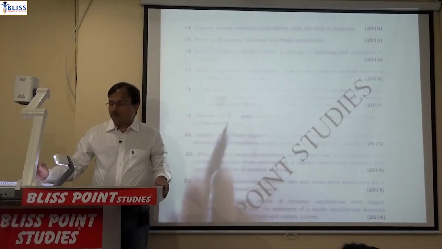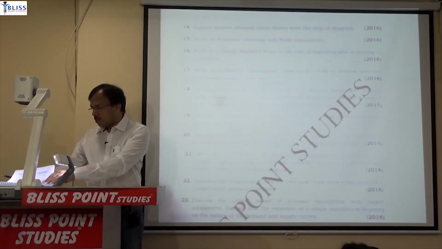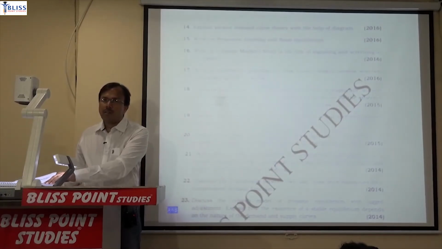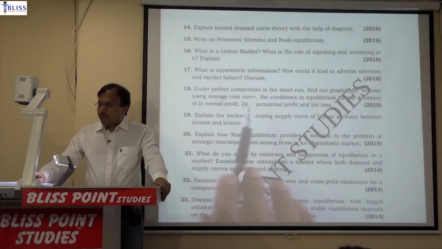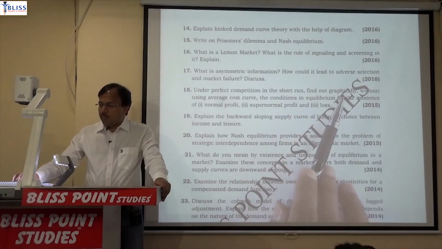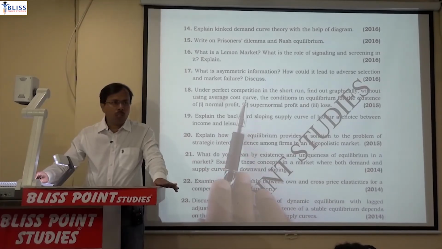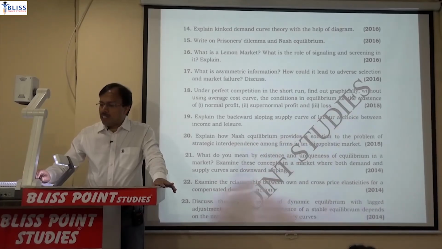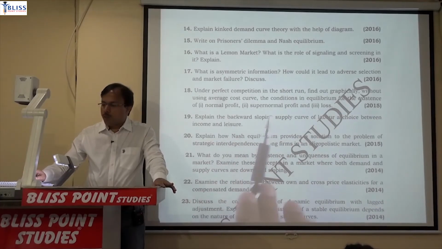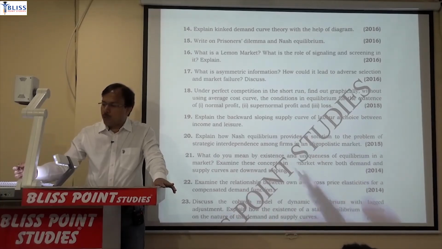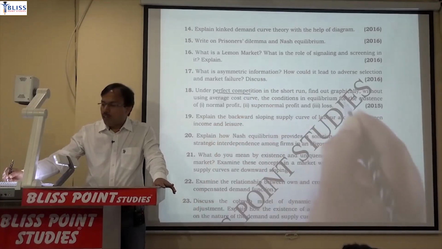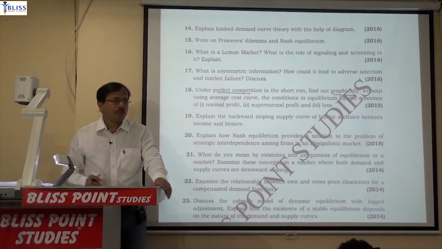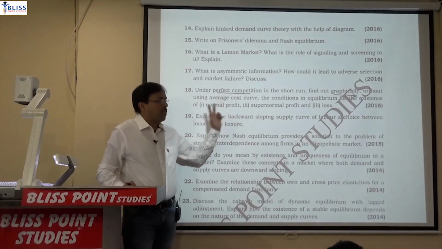Under perfect competition in short run, find out graphically without using average cost. So you don't have to use average cost. The condition in equilibrium for the existence of normal profit, supernormal profit and loss. Important words are under perfect competition, and you have to show it only graphically. And you have to show graphically all 3 conditions.